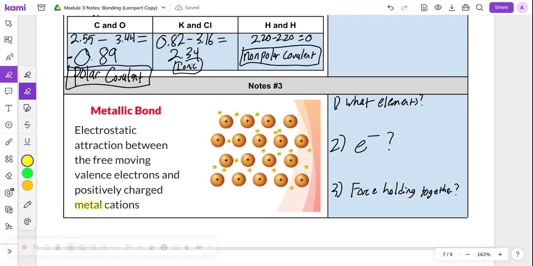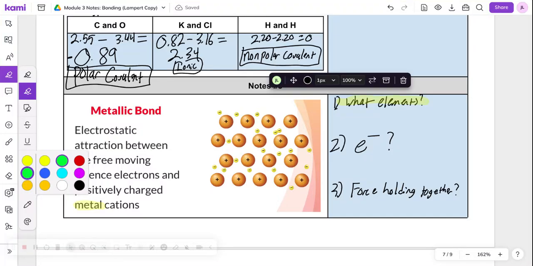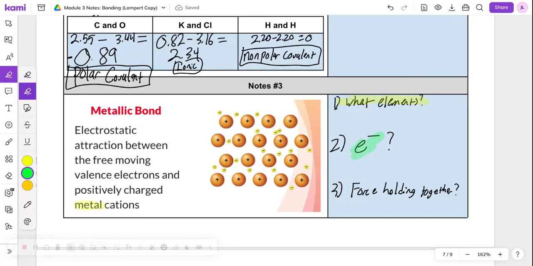Now for what's happening to the electrons, it describes in here that the electrons are free moving valence electrons. That's pictured in here with all of our yellow dots, right? All of these are not attached to an atom. They're just free to float around wherever they want to go between each of those metal cations. So all the electrons have just been lost and now they're freely floating around.